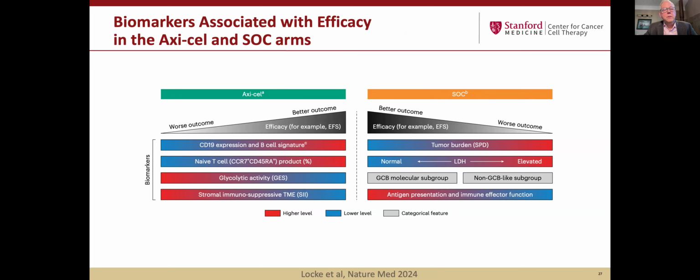What do we focus on? On the left, we think about CAR T cells, axi-cel, liso-cel, and we look at CD19 expression. We look at what T cell would be the most effective cell to make the chimeric antigen receptor molecules in. We look at the metabolisms of these cells. We look at the microenvironment of the tumors and try to understand which is more predictive for benefit.